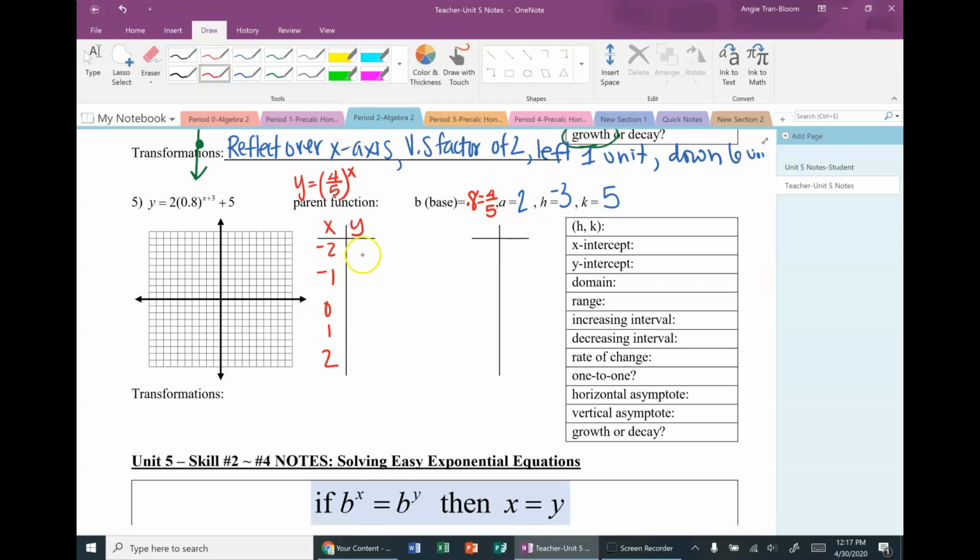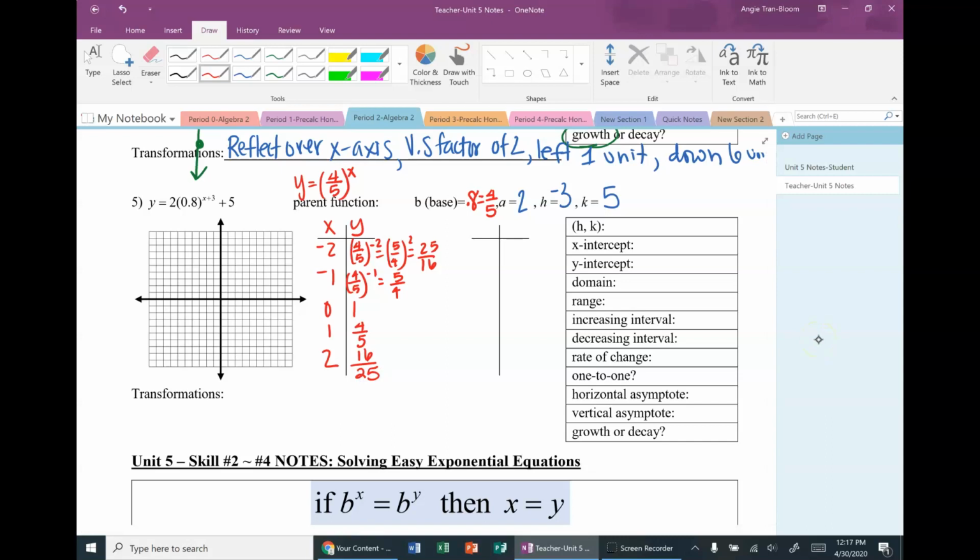So let's work out my parent function. 4/5 to the power of negative 2, that's the same thing as saying 5 over 4 to a positive 2, which is 25 over 16, so slightly more than 1. 4/5 to the power of negative 1, you're just going to flip the inside, so this will be 5 over 4. 4/5 to the 0 is always 1. 4/5 to the 1 is 4/5. 4/5 squared is 16 over 25.